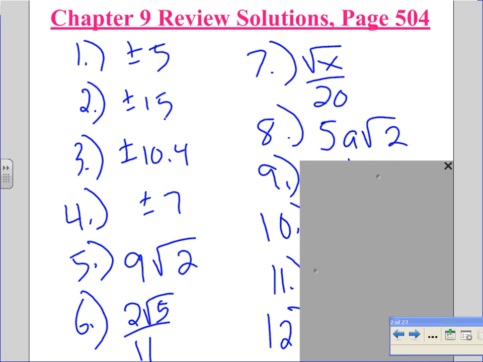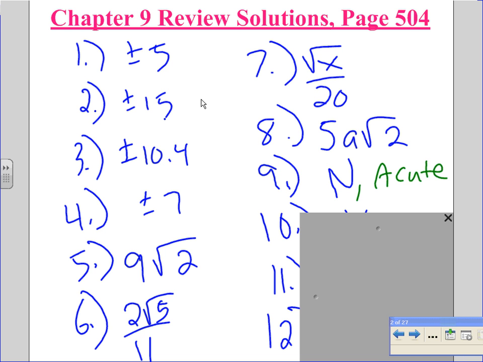Okay, no. But what kind of triangle is number 9? Greta. Good. It's no. It's acute. So if you took it a step further, you should write down what kind of triangle it is. Drew. Ray.